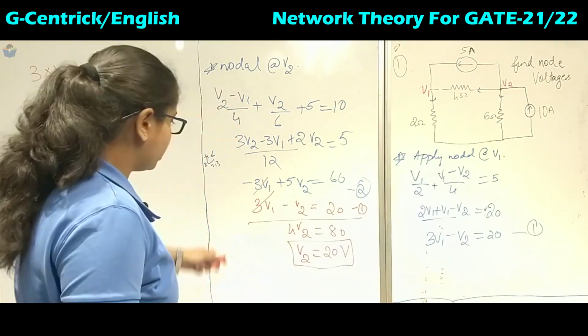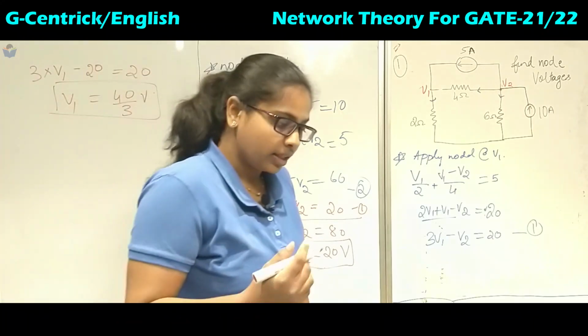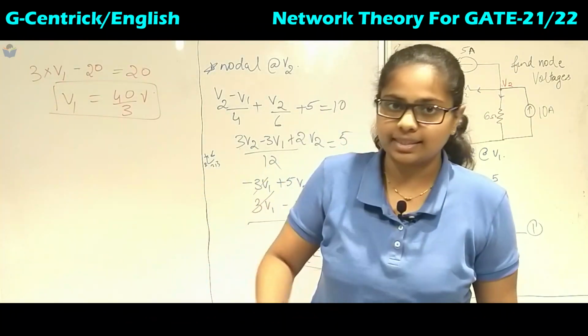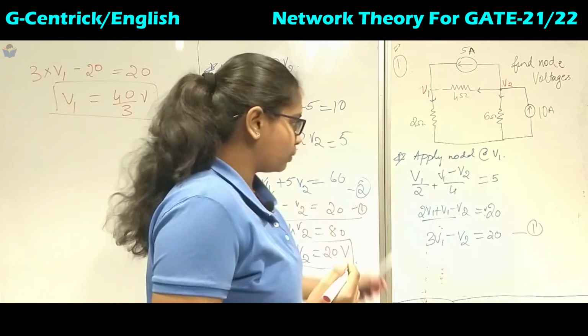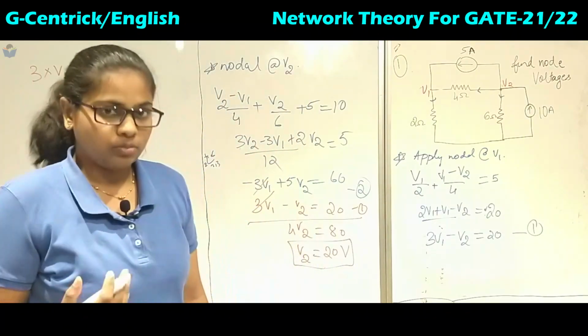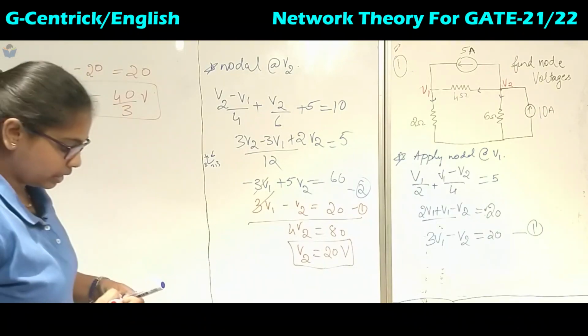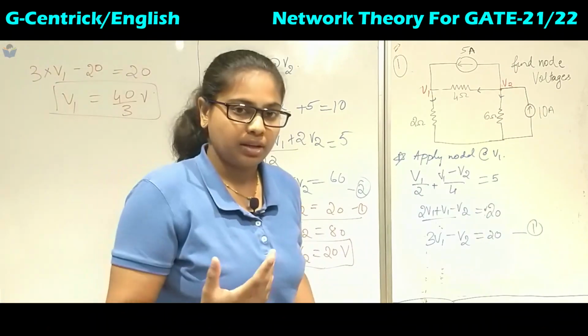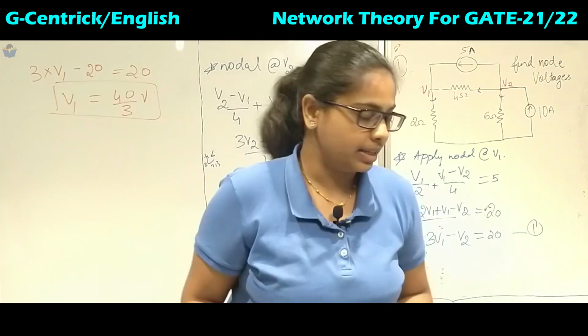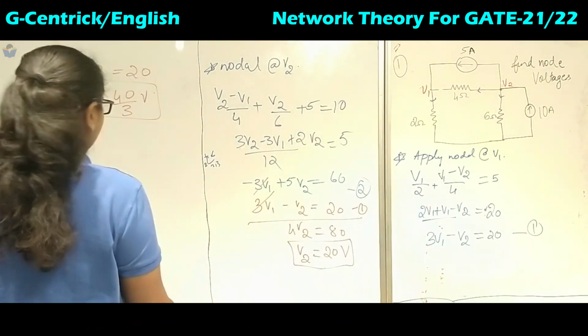Okay, now this method is called as elimination method. There is one more method we can use, that is the Cramer's rule. Basically Cramer's rule is applicable for 3 or more than 3 equations, but we will do it for even this equation also. So if you get familiar with both the methods, you can apply easily. So we will see using the Cramer's rule.